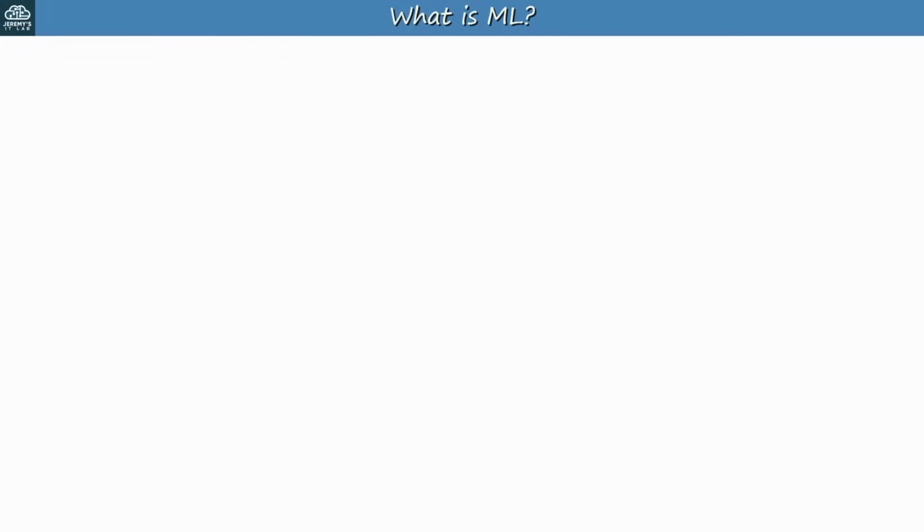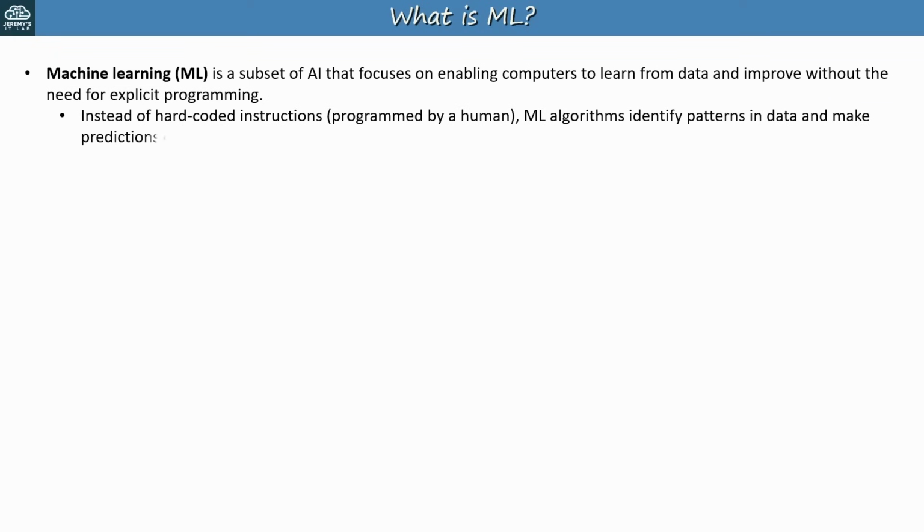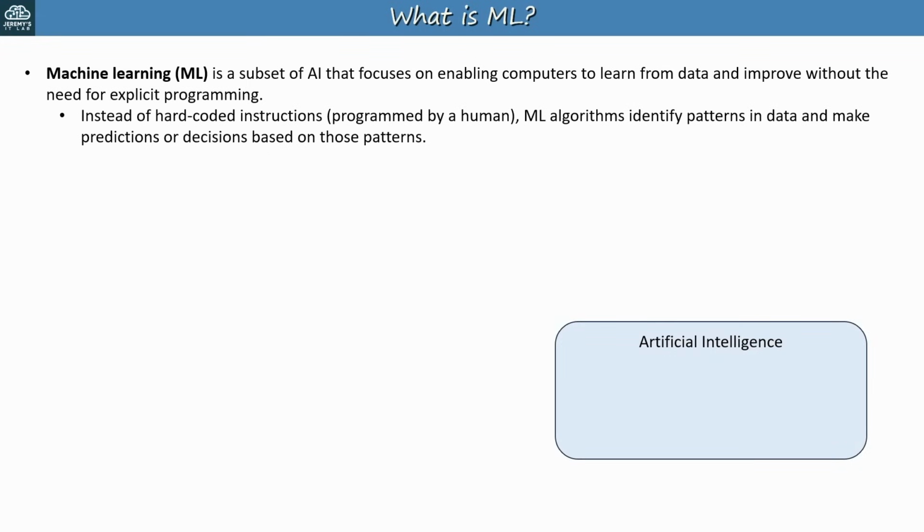Next, let's dive deeper to examine machine learning. Machine learning, or ML, is a subset of artificial intelligence that focuses on enabling computers to learn from data and improve their performance over time without needing explicit programming. Instead of relying on hard-coded instructions from a human, machine learning algorithms identify patterns in data and use those patterns to make predictions or decisions. To put it in context, this blue box represents the field of AI, and ML is a subset of that field. Not all AI uses machine learning, but it's one of the most impactful components of modern AI.